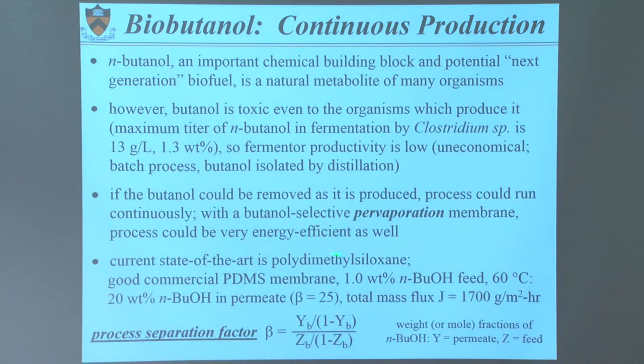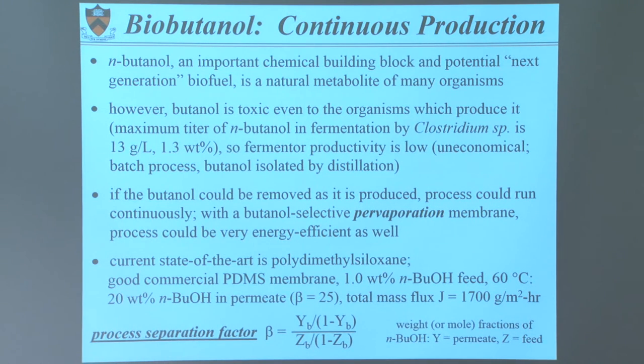And if you can get a really nicely selective membrane that will transport butanol very preferentially over water, this could also be very energy efficient. Today, the current state of the art for this kind of separation, taking organics out of water, is PDMS. We bought a good commercial PDMS membrane, which is used in this application, and I'll show you this data to start for comparison. This is the benchmark. At 60 degrees with 1% butanol in the feed, we can get 20% butanol in the permeate. This is a process separation factor beta of 25. This is the weight fraction of butanol over water in the permeate, divided by the weight fraction of butanol over water in the feed. With a mass flux of 1700 in these units, grams per meter squared per hour. So just remember these numbers, 25 and 1700, okay?